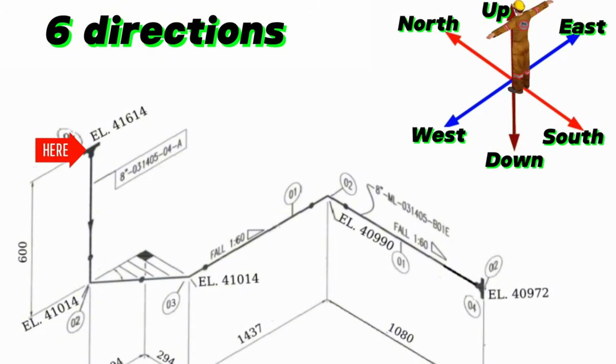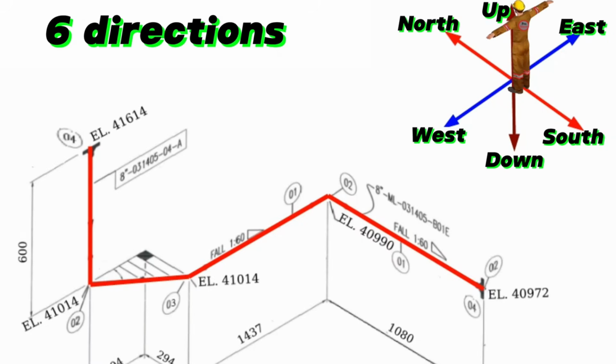The pipeline starts from this flange and extends downwards a length of 600 millimeters. At this point the pipeline first turns eastwards with a 90-degree elbow a length of 294 millimeters, then turns to the southwards. Then the pipeline travels eastwards again with a 45-degree elbow a length of 1437 millimeters. At last the pipeline turns southwards with a 90-degree elbow a length of 1080 millimeters. And reading the piping isometric drawing is successfully completed.